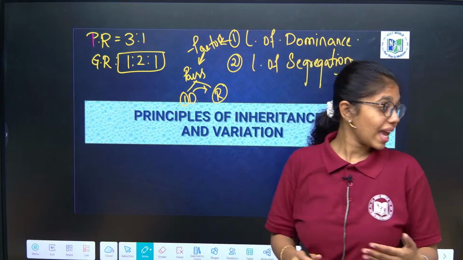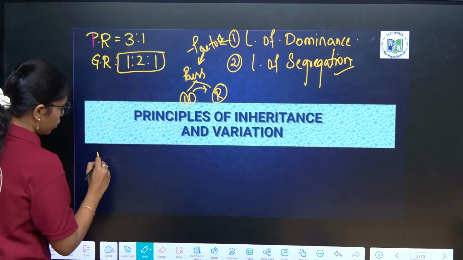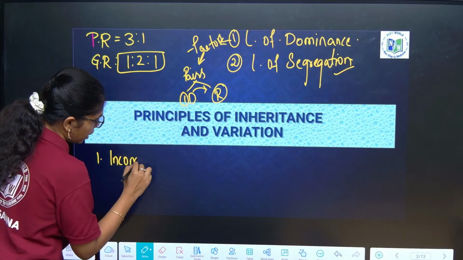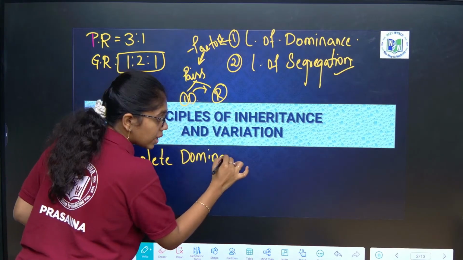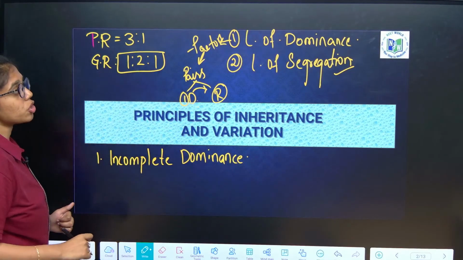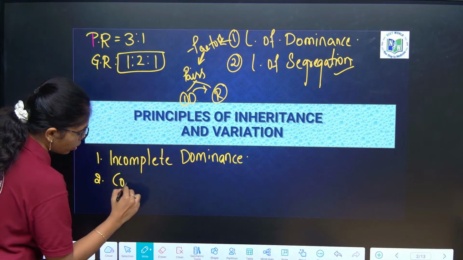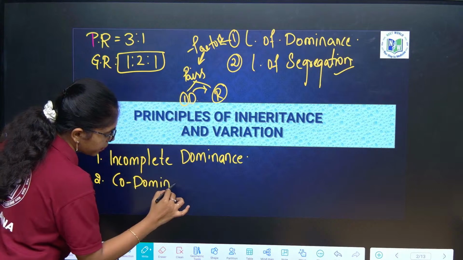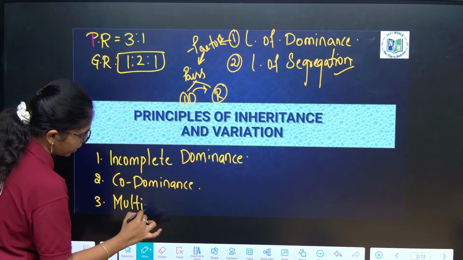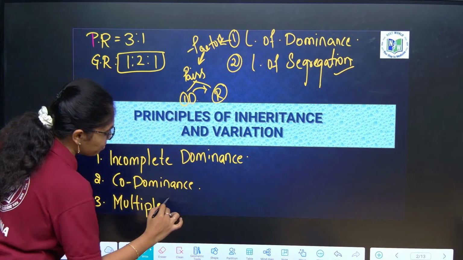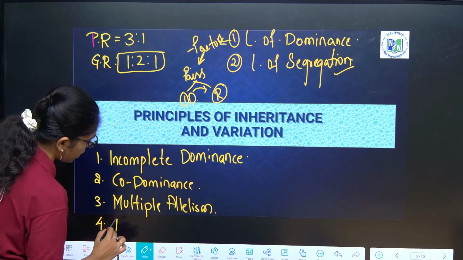Tell me what are the exceptions of Mendelian monohybrid cross? Very good. First we will consider incomplete dominance. Second is codominance, third is multiple allelism, and fourth is pleiotropy.